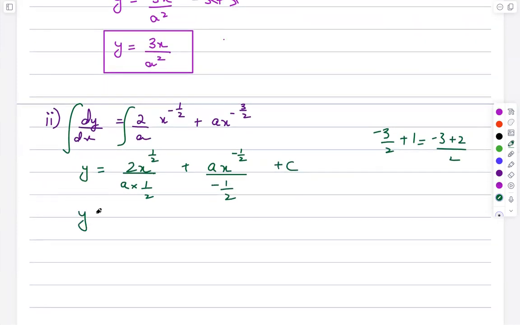Simplifying this, we can write y equals, so 2 will go in the numerator, it will become 4x^(1/2)/a. This will become minus, and this 2 will go in the numerator, so this will be 2ax^(-1/2) plus c.